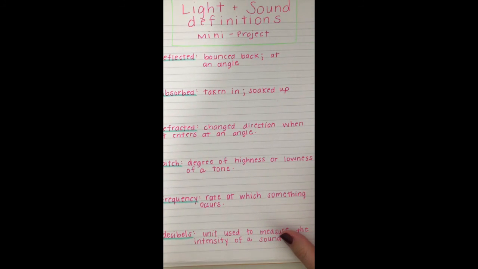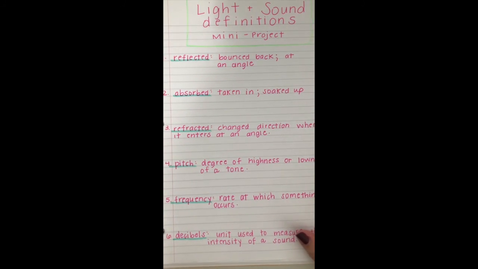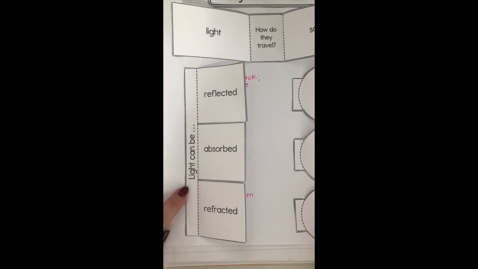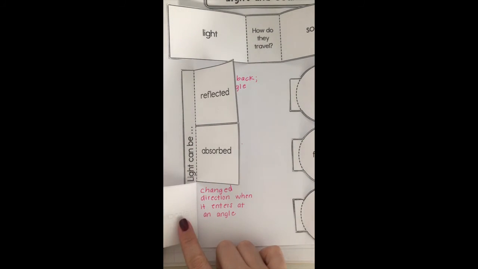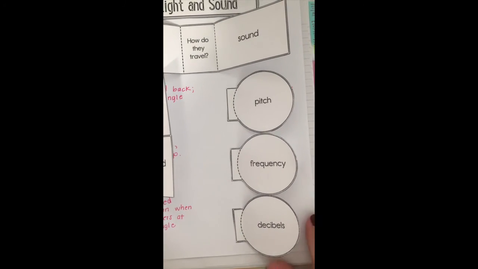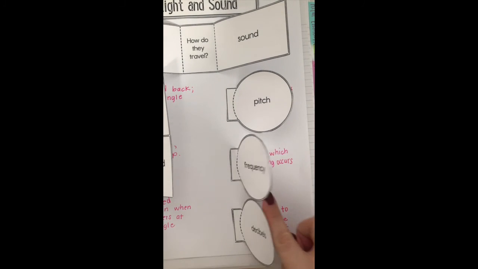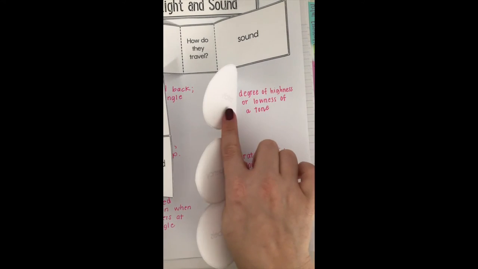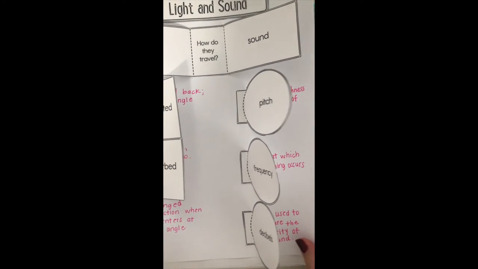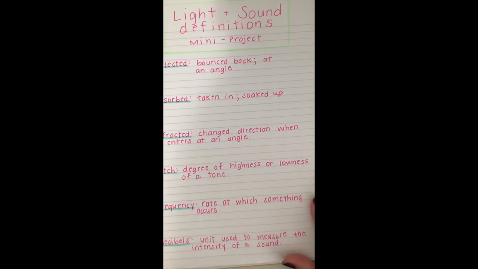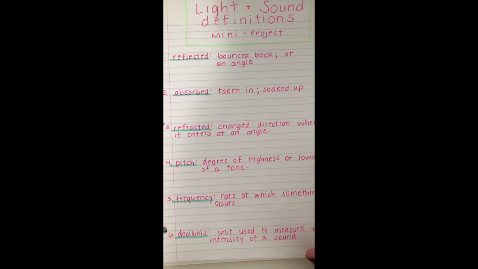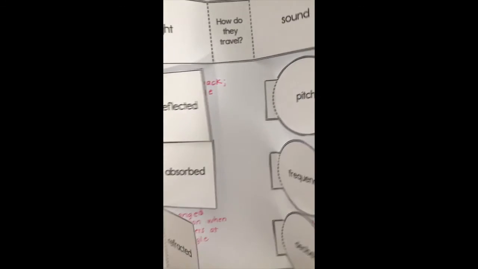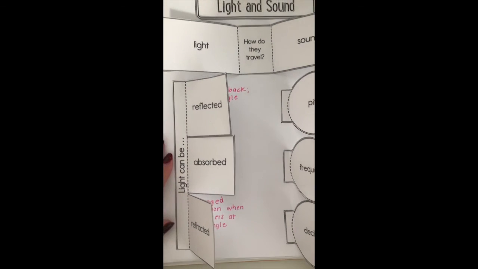So you can pause at any time, but you will need these meanings to write them under our flaps. So here we have the light meanings, and under here are the definitions, and then the sound ones under these circles here. So I'm not going to open them and pause it here because we already have the definitions. So you're just going to make sure that you correctly write them nice and neat under, and color as you wish. Make sure that it is nice and neat and named.